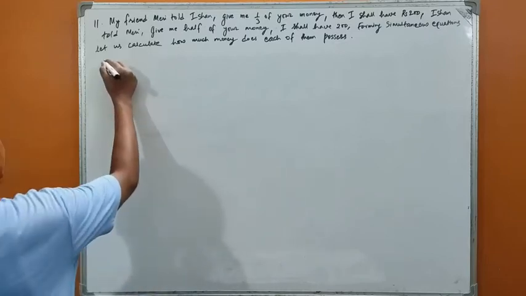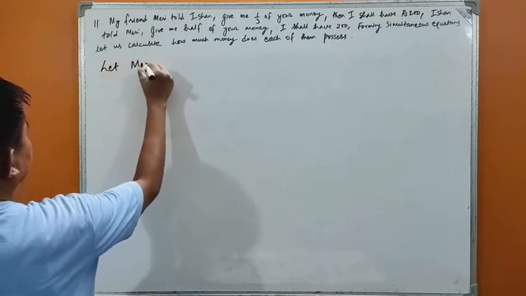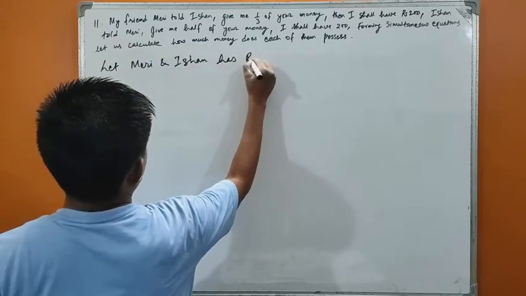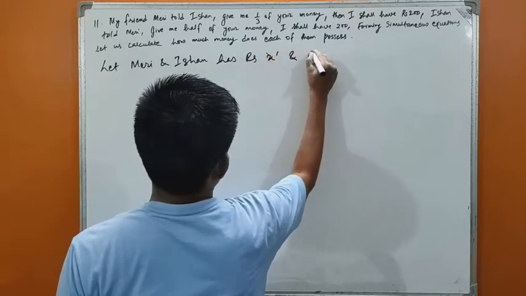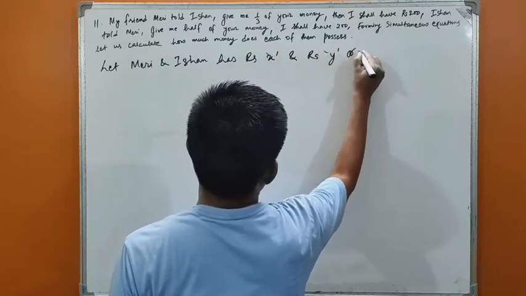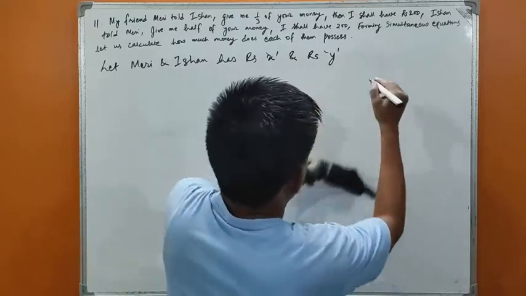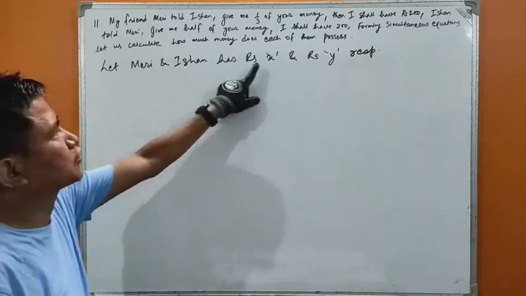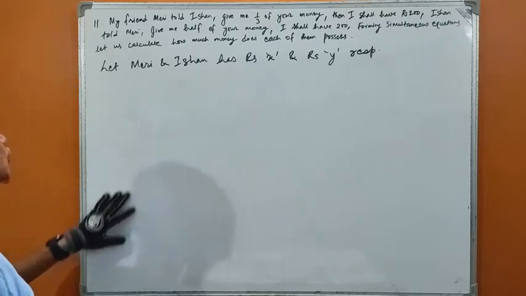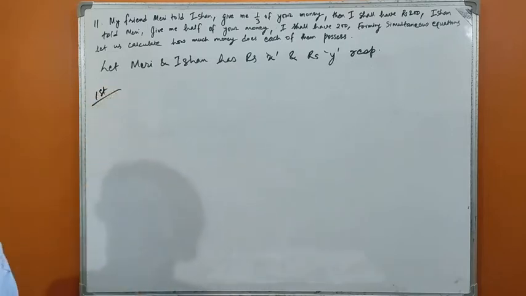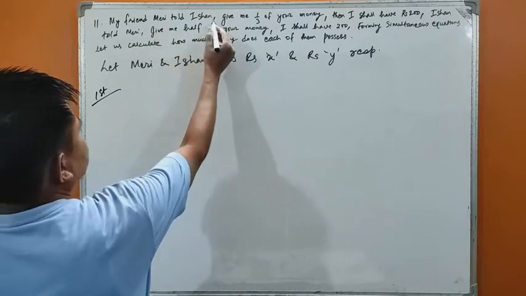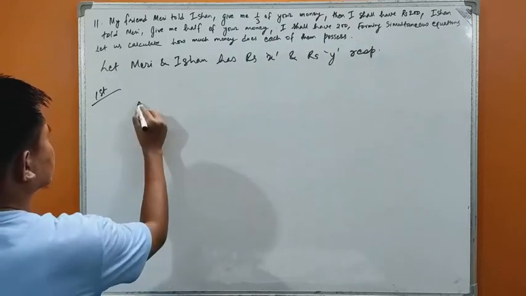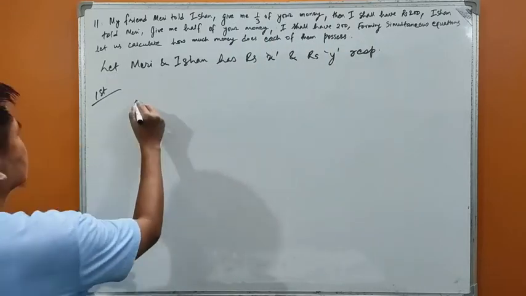Okay, let Mary and Ishan have rupees x and rupees y respectively. So according to the first condition, Mary told Ishan, give me 1/3 of your money, then I shall have rupees 200, isn't it? So x is the total money of Mary.